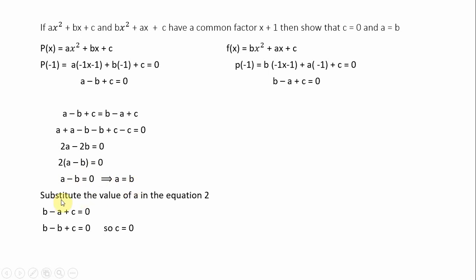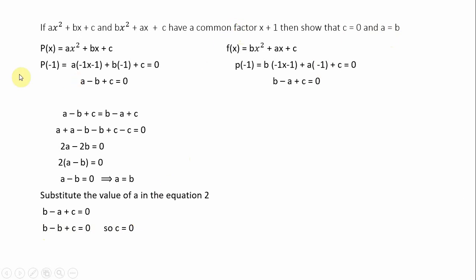Understand? So now substitute the value of a in the given equation b. You know the given second equation as b minus a plus c is equal to 0. So the same b minus a plus c is equal to 0 I have written. a is equal to b, already you got it. So in the place of a, we are writing b. b minus b plus c is equal to 0. Plus b minus b gets cancelled. So c is equal to 0. So c is equal to 0 is also shown and a is equal to b is also shown. This is how you need to show.